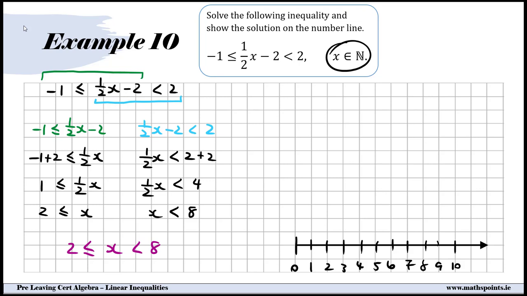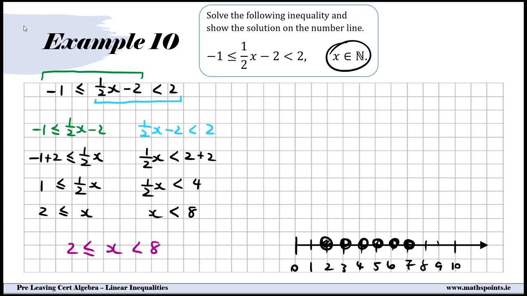X is equal to 2, so the first one that I'm going to colour in is 2. And then it's all the numbers bigger than 2 but less than 8. So we're going to colour in 3, 4, 5, 6, 7, and we don't count 8. We can see here in our double inequality that x is not equal to 8, and so we're going to stop at 7.